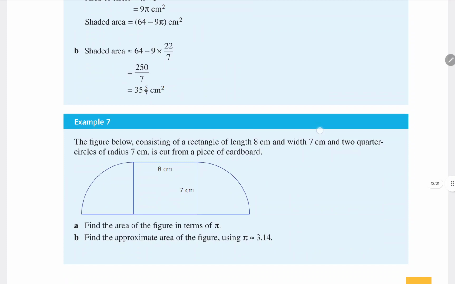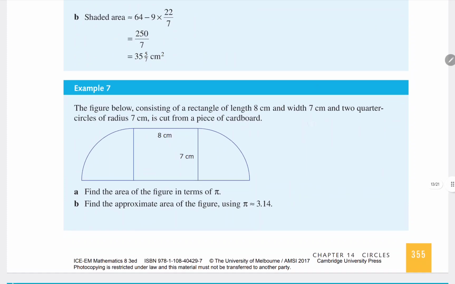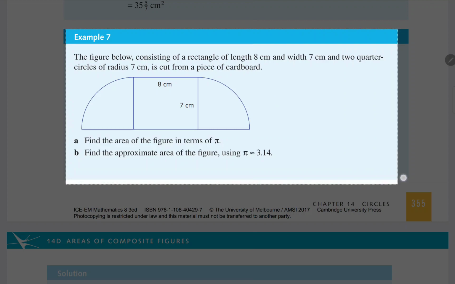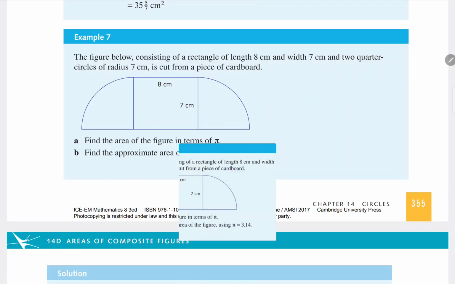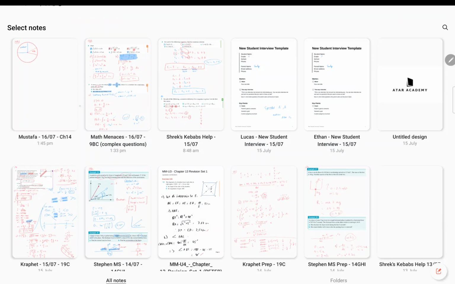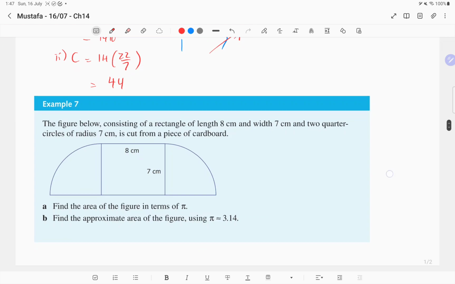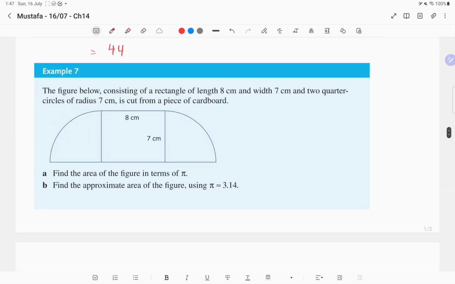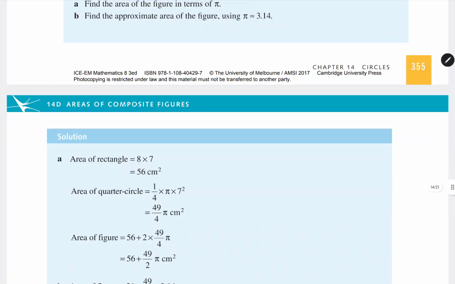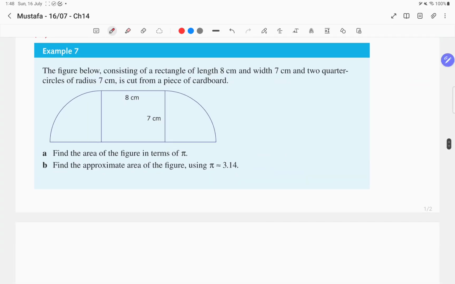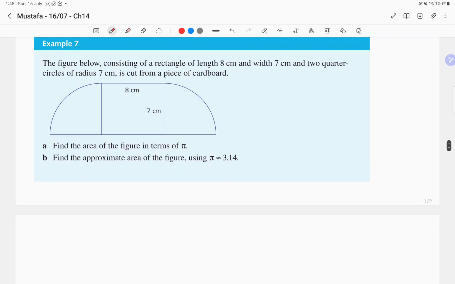Not too bad. Then when you estimate it, as I said earlier, you can simplify if you can. Now, this one, the figure below, it's getting a little bit harder. Actually, maybe I'll go through this one. I'll show you some slightly more advanced way of doing it. I think this is 14D. Yeah, 14D. Find the area of the figure in terms of pi.